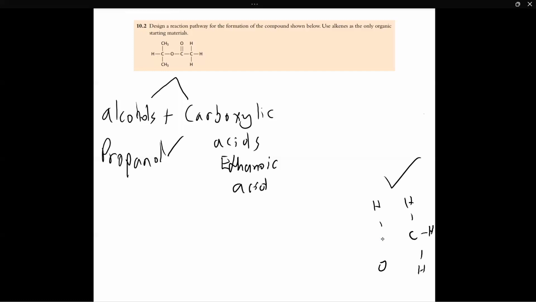So I showed you in the previous step how to create propanol from an alkene. Now I'm going to show you how to create ethanoic acid from an alkene. Now ethanoic acid contains 2 carbons, like we saw. So our alkene should also have 2 carbons. That means that our alkene, the one that we should use in the first place, should be ethene. So ethene looks something like this.